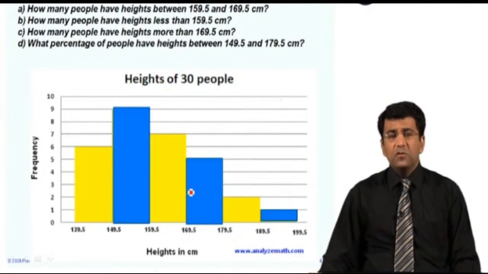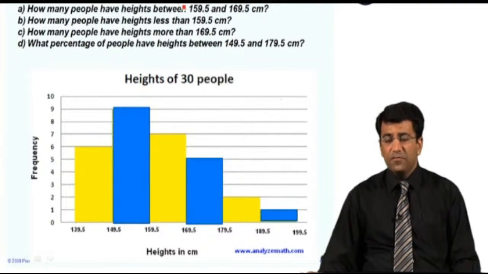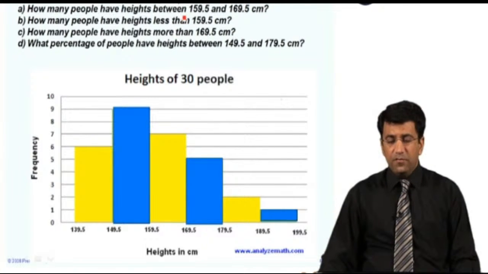Now suppose we want to have the idea that how many people have the heights between 159.5 and 169.5 centimeter. Now from a view over this graph, we can have the idea that this is the limit of 159.5 and this is the limit of 169.5. So there are 7 people. Okay, we are interested between the limits of 159.5 and 169.5. Again, there are 7 people who lie within the required limits.